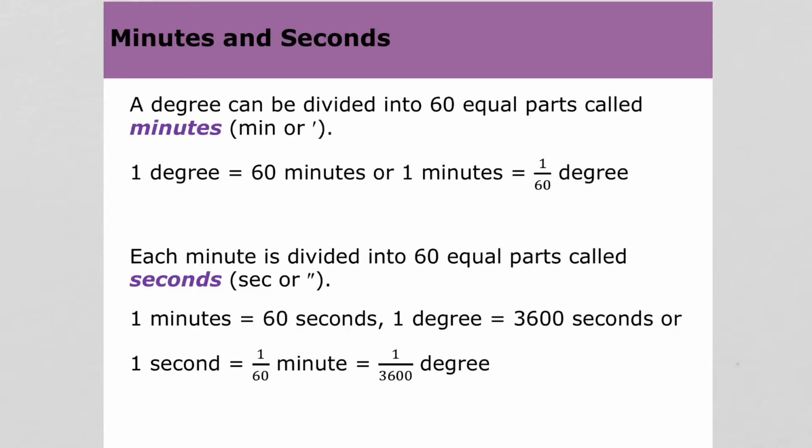Minutes and seconds. Okay, so there's three ways that we talk about angles, and most often we talk about them in degrees or radians, but you will occasionally see them listed in minutes and seconds because of some applications that use that. So a degree can be divided into minutes by dividing by 60. Okay, 1 degree is 60 minutes. And then, just like usual, 1 minute is 60 seconds. So 1 degree would be 3600 seconds.